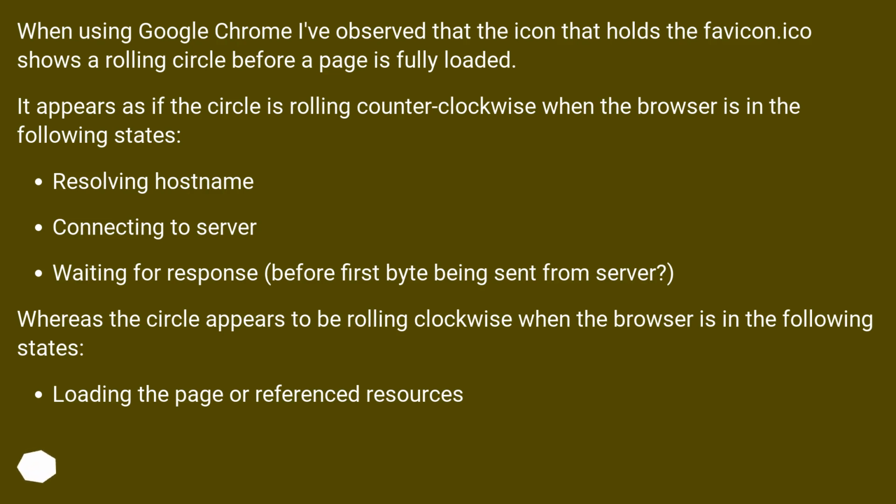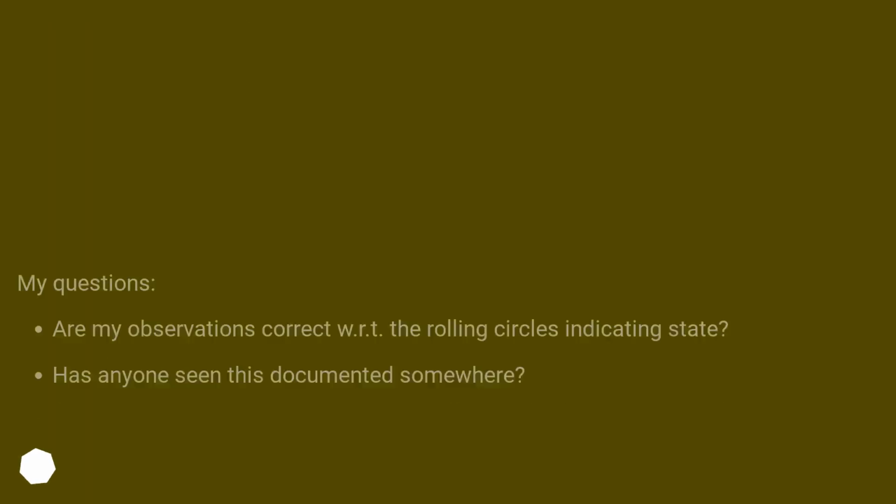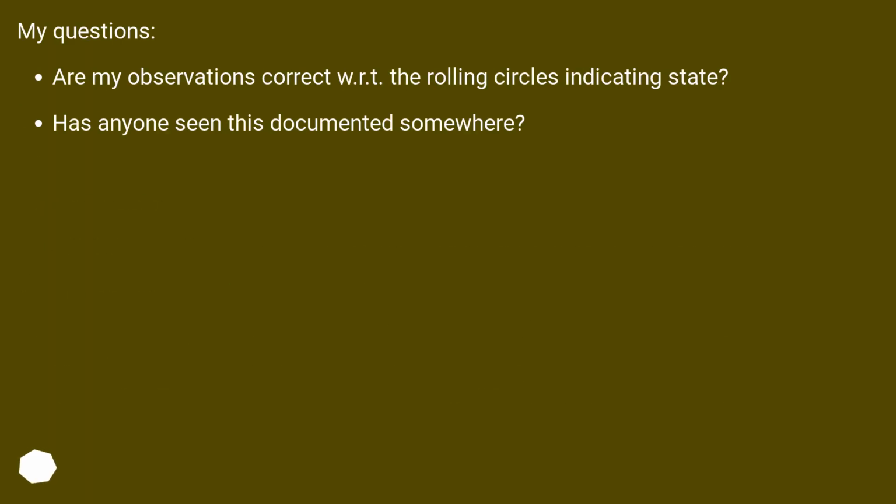Whereas the circle appears to be rolling clockwise when the browser is in the following states: loading the page or referenced resources. My questions. Are my observations correct? With regard to the rolling circles indicating state? Has anyone seen this documented somewhere?